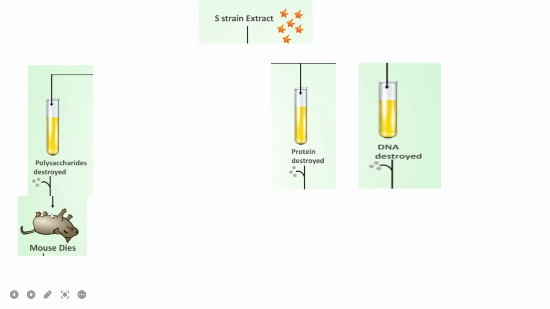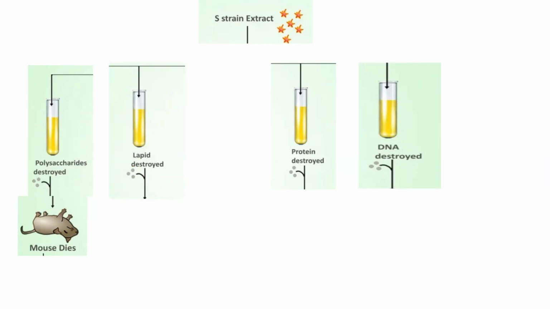The S strain extract is there, polysaccharide is destroyed, and the mouse died. Why is the mouse dying here? S strain is there, but polysaccharide is removed. What is left now which makes the mouse die? DNA.